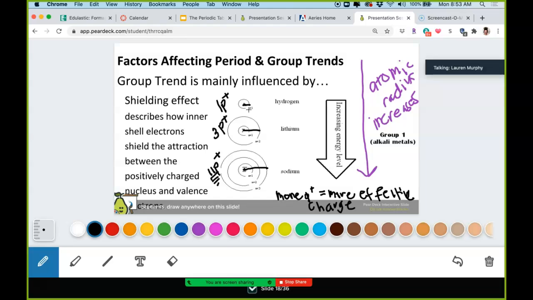Here's the problem with these though. So I'll redraw my electrons. This one has 1, this one has 3, and this one has 1, 2, 3, 4, 5, 6, 7, 8, 9, 10, 11. This effective nuclear charge concept works when you have the same number of rings of electrons. Same number of rings, okay?